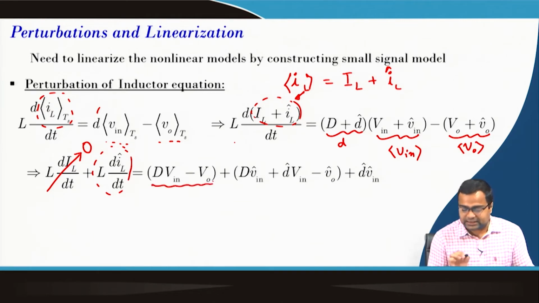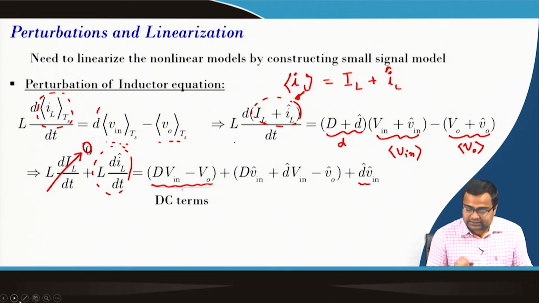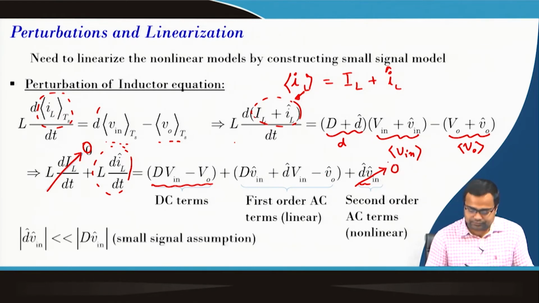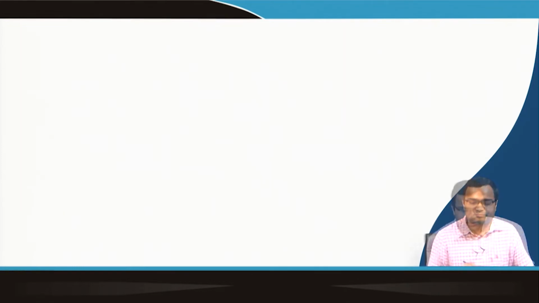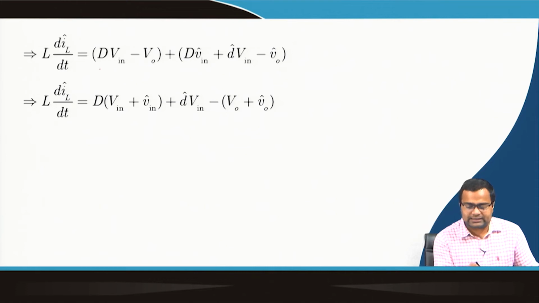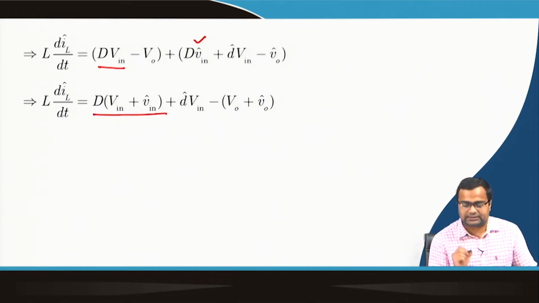This is our corresponding steady state term, and this is a nonlinear term. That means this should be 0, as already shown. This is a DC term, this is the first order AC term, and this is a nonlinear term, a product of perturbations, which we want to ignore. This also we want to ignore. Under the small signal approximation assumption, this can be ignored. Next, we want to write down the left side, L diL/dt, expression, and if we rearrange this term, we get this term.